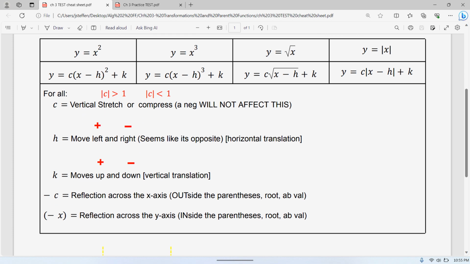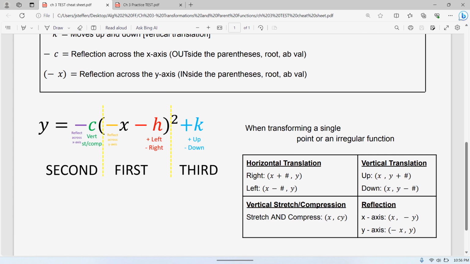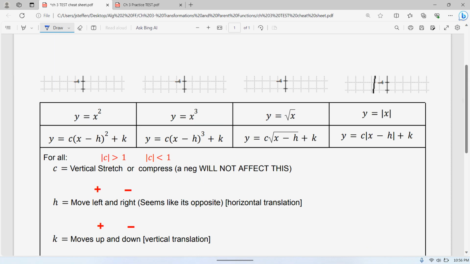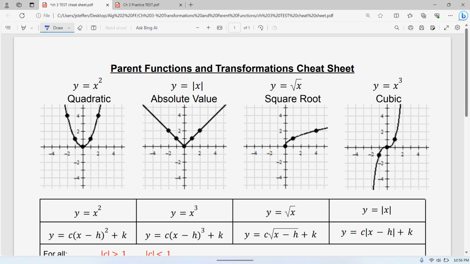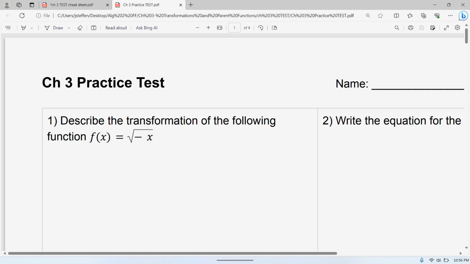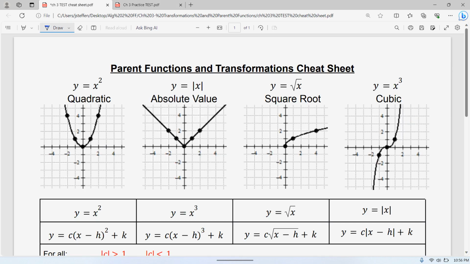So describe the transformation of the following. If it's the square root of negative x, then we're looking for negative x. If you look at my chart on the inside, you will have to see the square root or absolute value of the different point across the y-axis. Reflection across the y-axis. Make sure it's the y-axis. If it goes outside the square root, it'll be across the x-axis.